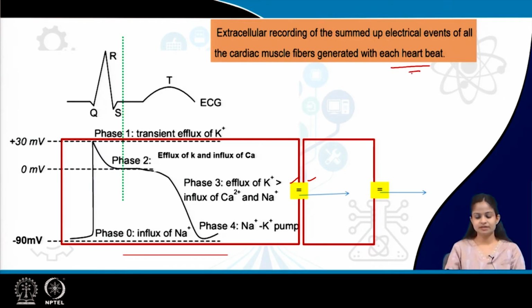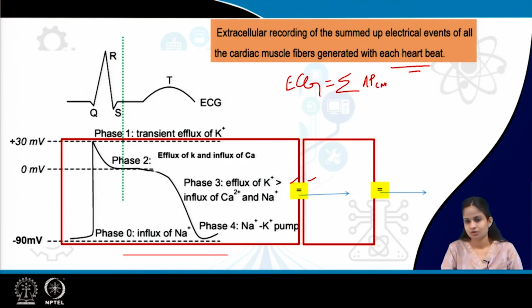Now, since ECG is the summation of all the action potentials of cardiac muscles, this is recorded extracellularly because our body is a very nice volume conductor. So, that is why this is recorded extracellularly.